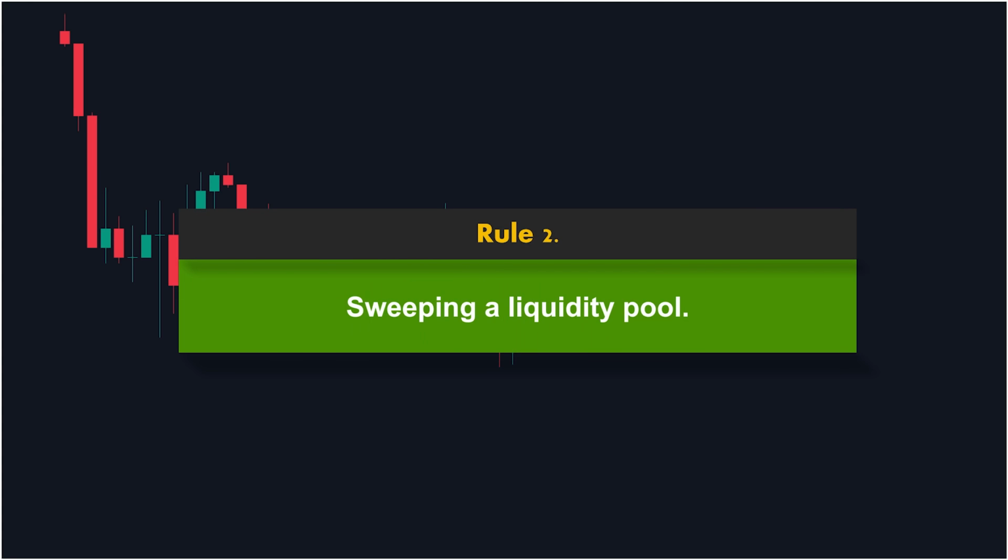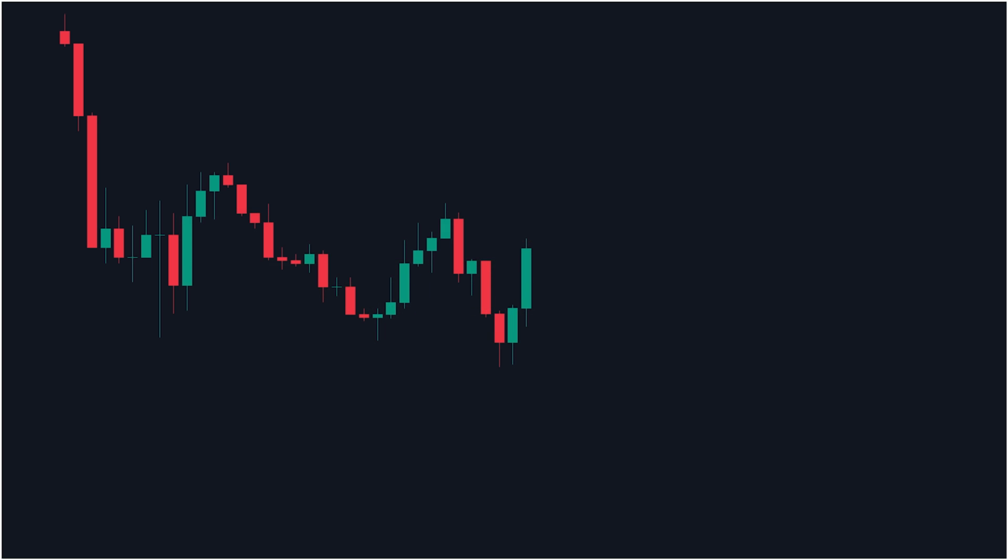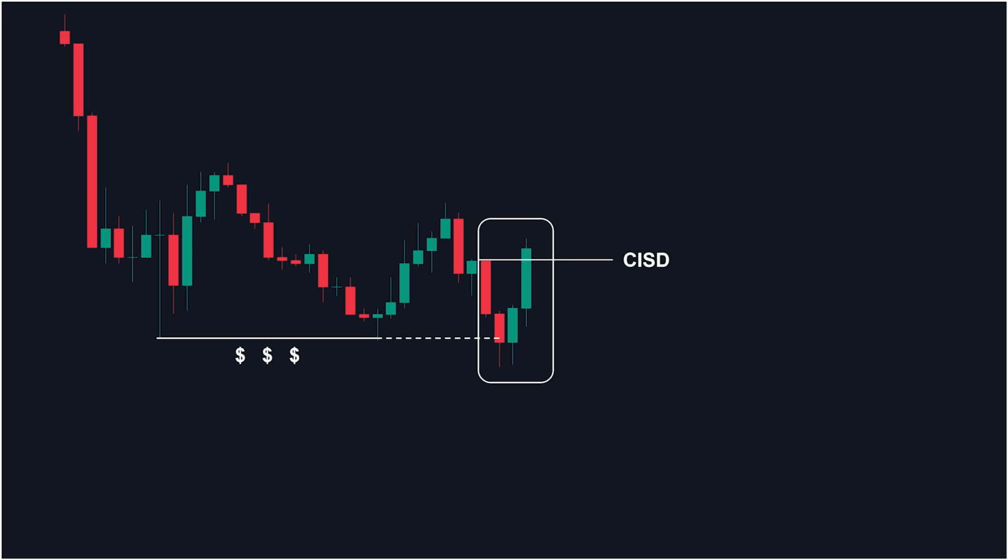Rule number 2. Sweeping a liquidity pool. A high-quality CISD setup often occurs after the market sweeps liquidity from one side. Liquidity pools form around obvious equal highs and lows where traders place stop losses. When the price sweeps these levels, it triggers those stops, engaging liquidity and setting up a potential reversal. Once this liquidity is taken out, the price is more likely to reverse in the opposite direction, making it an ideal condition for a CISD pattern to form.